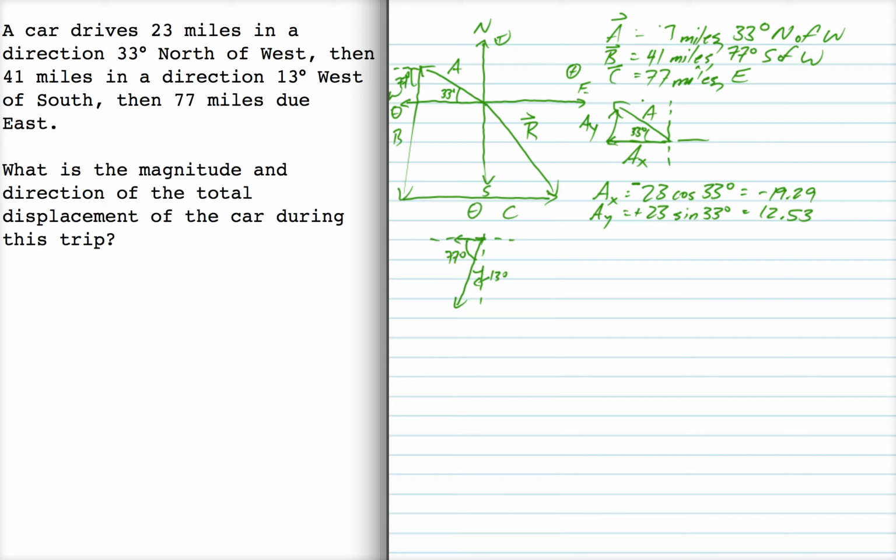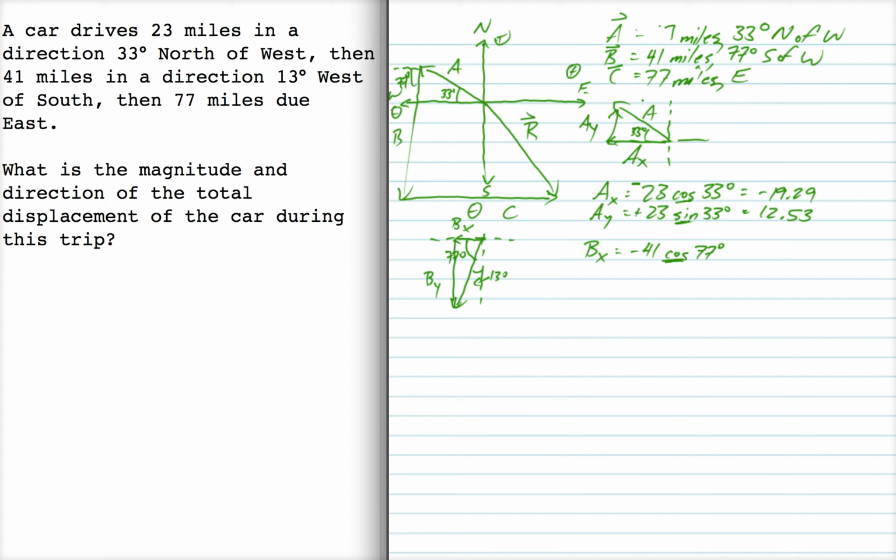So it has an x component Bx and a y component By, and both are going to be negative. So Bx is minus 41 cosine 77. And this is why I like to measure my angles with respect to the horizontal axis whenever possible. That's because the x component is always dependent on cosine, and the y component is always dependent on sine. The more consistent you are about the way you solve problems, the less likely you are to make mistakes, in my experience.